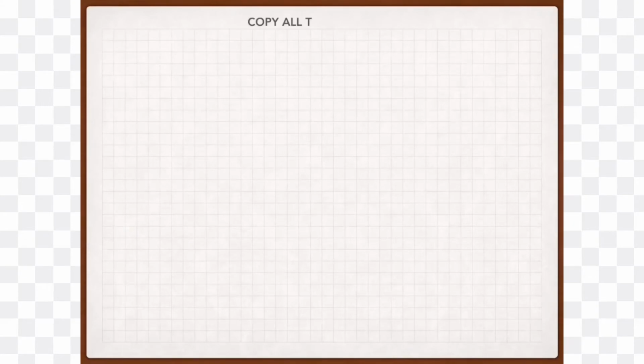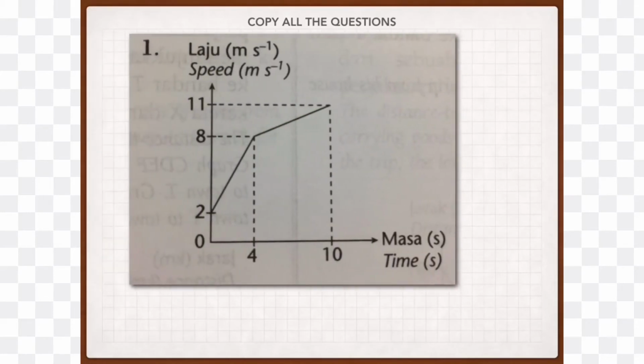Now, can you copy all the questions into your Maths 1 book? I'm going to give you 5 questions altogether. This is the first question. If you look at the first shape, it is a trapezium. Let me recap the area for a trapezium. It's half times the sum of parallel sides times the height. So the sum of the parallel sides will be 2 plus 8, and the height will be 4. So the answer will be 77 meters.